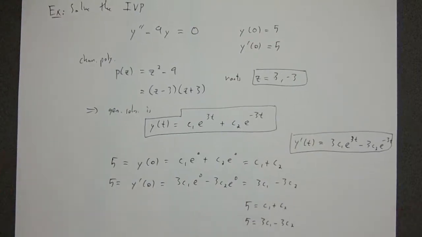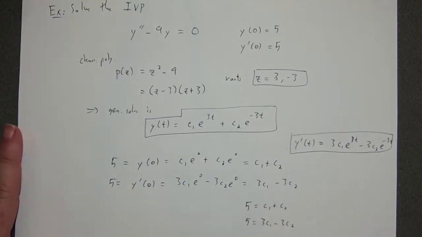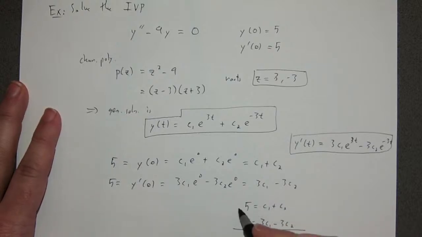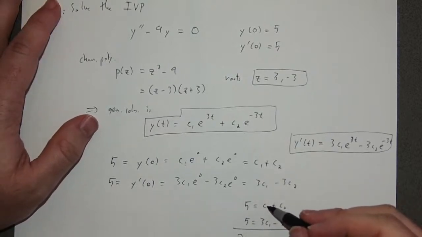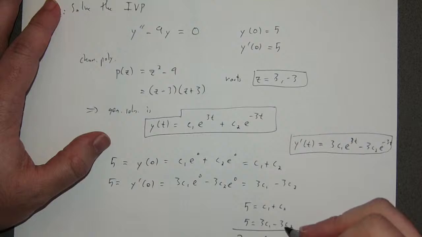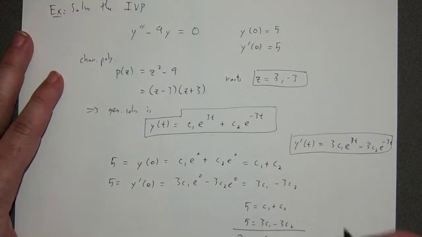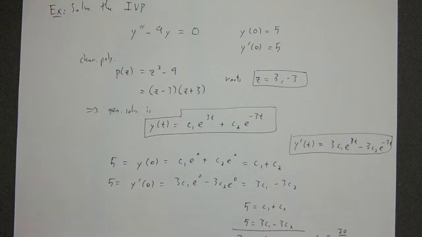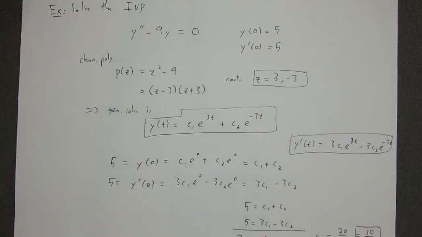Well, how do I solve this? One way is to look at this and say, okay, a way that I can cancel out c2 here is to multiply this first equation by 3 and add it to the second equation. So if I do that, 3 times the first equation plus the second equation, 3 times 5 is 15, 15 plus 5 is 20. So 20 is equal to 3 times c1 plus 3 times c1 is 6c1, plus 3 times c2 plus minus 3 times c2 is 0. So I get 6c1 is equal to 20, or c1 is equal to 20 over 6, which is 10/3. Okay, so c1 is 10/3.